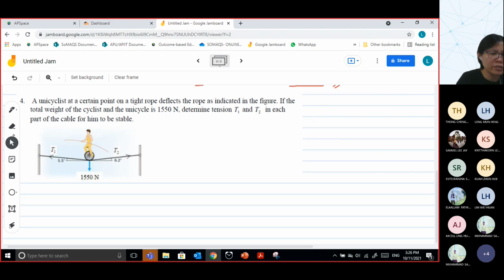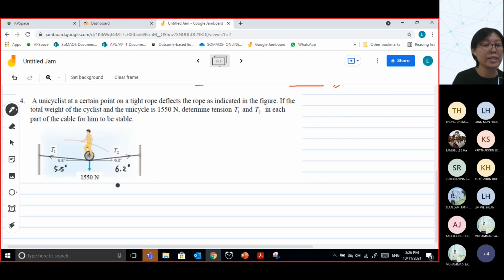I'm not sure whether you can see it clearly or not. The angle here is 5.5 on the horizontal, and this one is 6.2 on the horizontal. With the T1 and T2, here they already tell you which one is T1 and T2. You have to follow exactly. Don't simply change the T1 and T2. Then you just do it as usual.